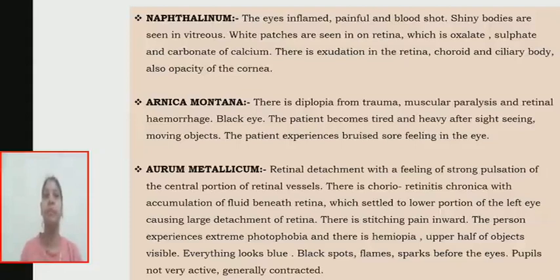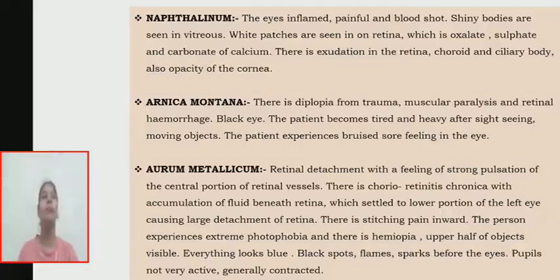Arnica montana. There is diplopia from trauma, muscular paralysis and retinal hemorrhages. Black eye. The patient becomes tired and heavy after watching moving objects while sightseeing. The patient experiences a bruised, sore feeling in the eye.